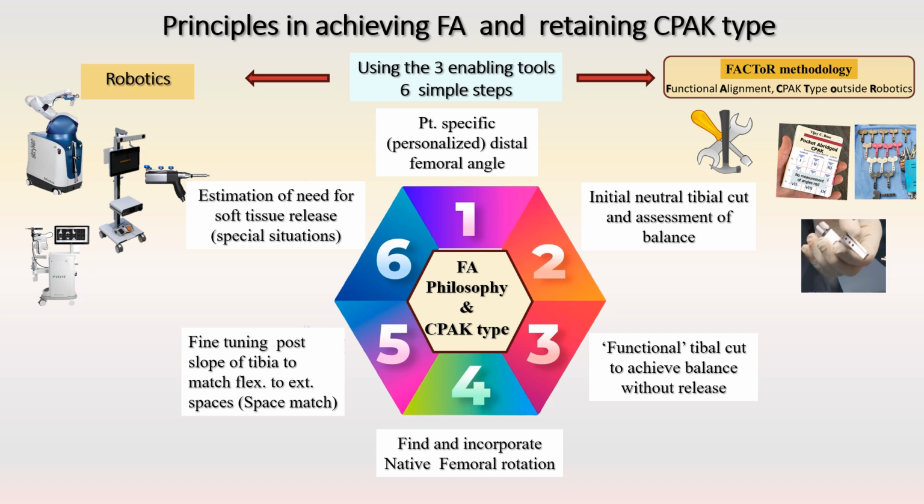The third step would be to do a functional recut of the tibia to achieve balance without doing any release. The fourth would be to find and incorporate a native femoral rotation. The fifth step would be to fine-tune the posterior slope of the tibia to match flexion to extension, and this we call a space match. The sixth step, only in special situations which we will cover, is that there may be a need for a soft tissue release.